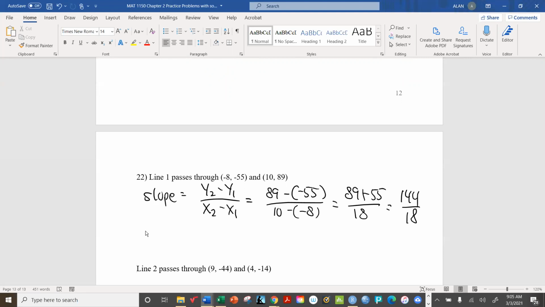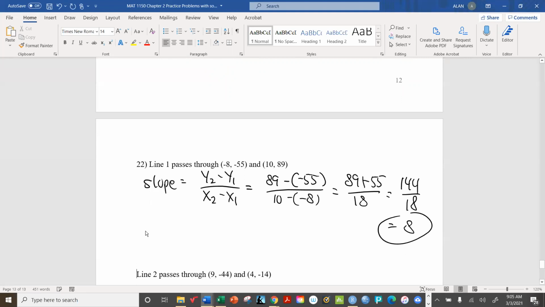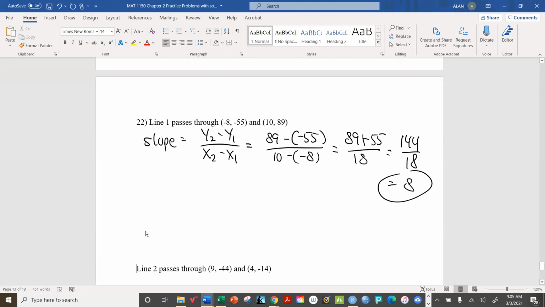Well, guess what? It doesn't look promising, but it turns out that this is just 8. I never would have guessed. But that's just 8. How do you like that? All right, so now we need the next one. So you never know when you look at some of these ratios.